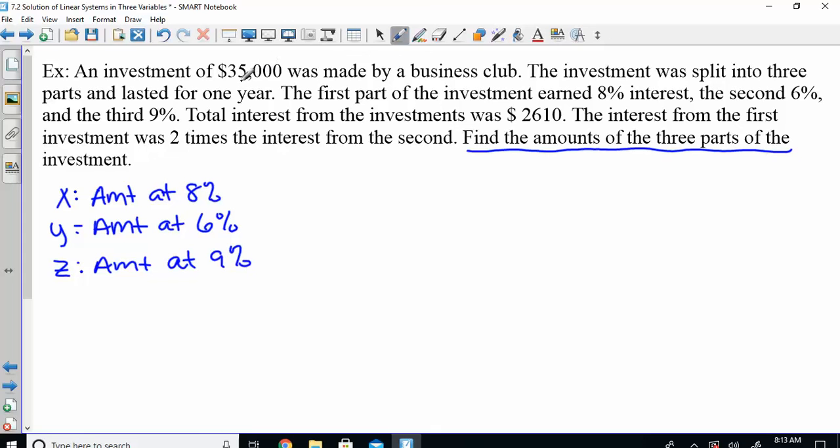Look back at our problem. We know we have an investment of $35,000. So how would I write the equation for that? It lasted for 1 year, so that's just helping us when we calculate interest. We know it's principal times rate times time. My time is only 1. Okay. So the first part earned 8% interest. So x is the amount. My rate was 8%. How would I show that?